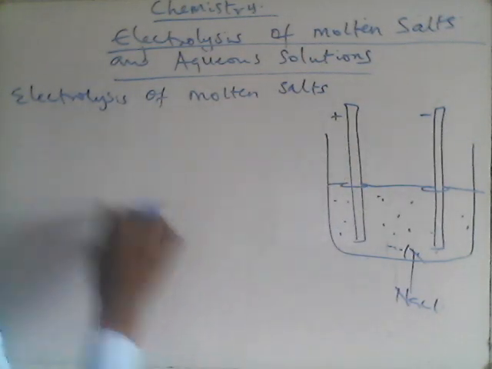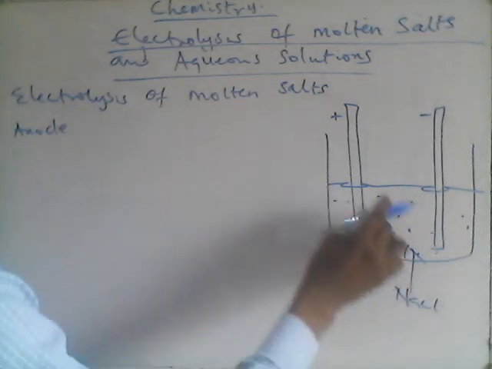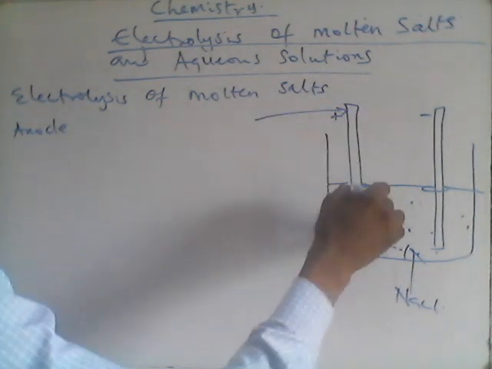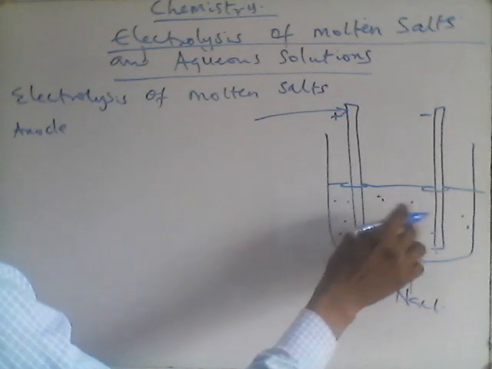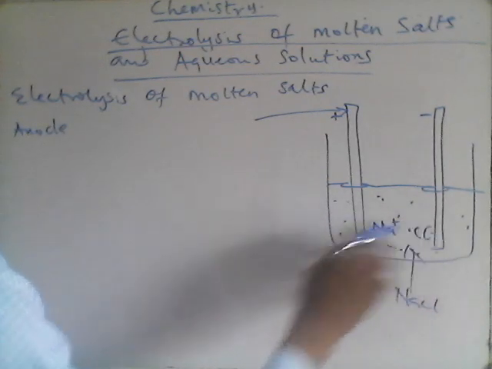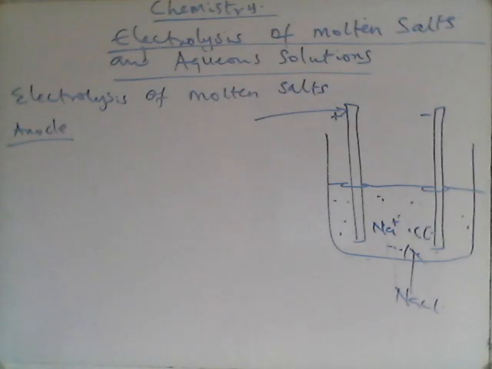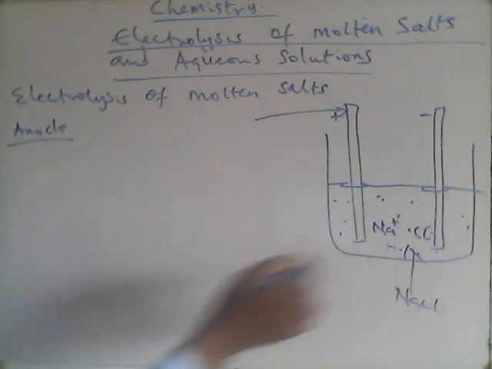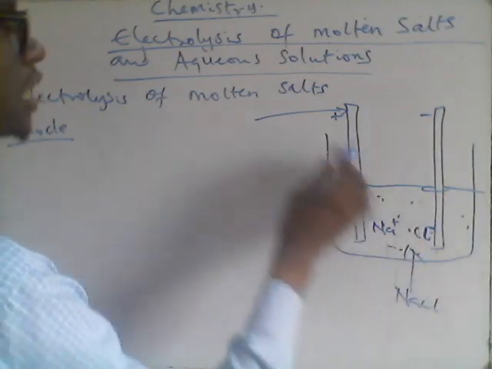This is the anode. At the anode, once electricity is passed, it breaks this sodium chloride solution into its components, sodium and chloride ions. You understand? So what happens at the anode? At the anode, the chloride ion migrates towards the anode. Why? Because the anode is positive.